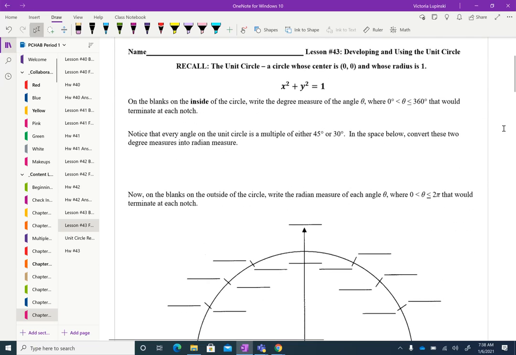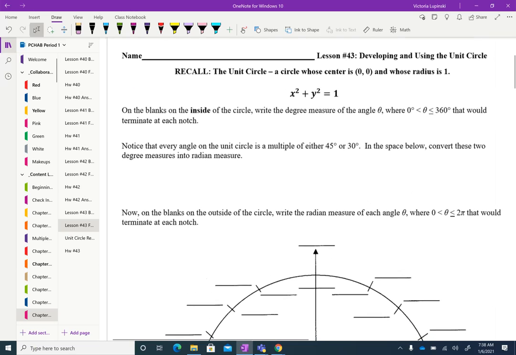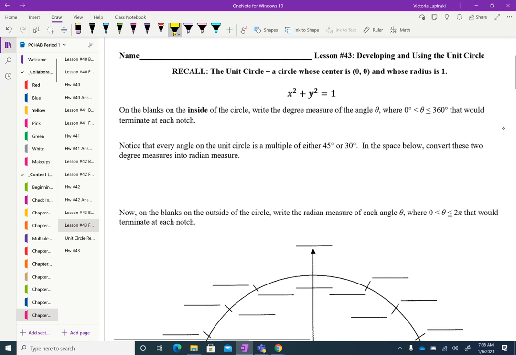This is lesson 43, and this is developing and using something called the unit circle. Again, people seem to have different levels of what they remember or what they've seen before. But if you don't know too much about the unit circle, then today is the day for you. So to get us started, a little bit of a recall.